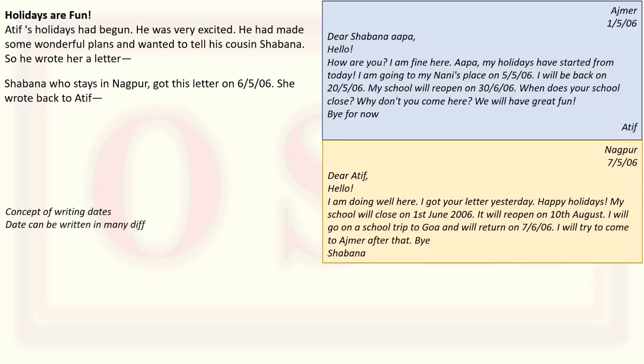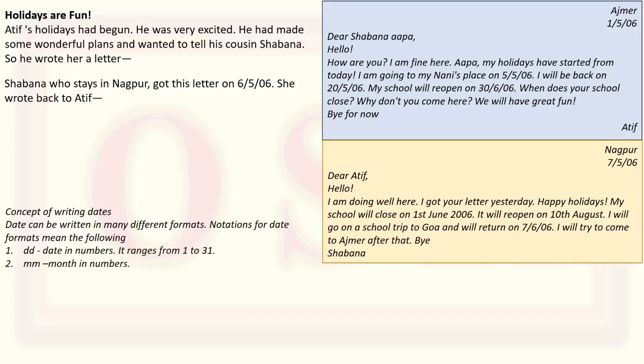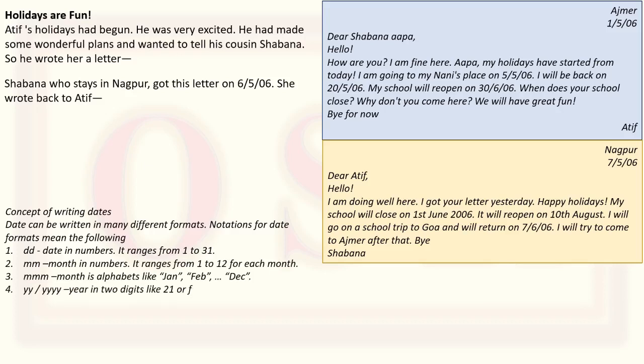Now, concepts of writing dates. Dates can be written in many different formats. Notation for date format means the following. DD means date in numbers, it ranges from 1 to 31. MM means month in numbers, it ranges from 1 to 12 for each month. MMM means month in alphabets like Jan, Feb till December. YY or YYYY means year in 2 digits like 21 or 4 digits like 2021.